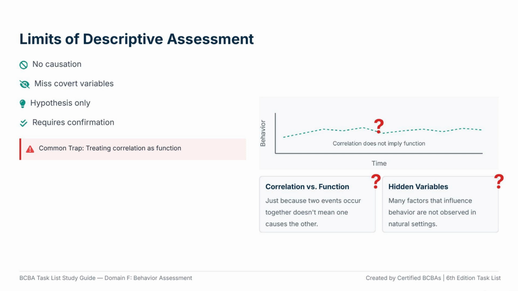Descriptive data often reflect correlations rather than functional relationships. They may miss subtle environmental variables. They can also be influenced by observer bias. Because of this, treatment based only on descriptive data may be ineffective. Exam questions often ask when additional assessment is required.